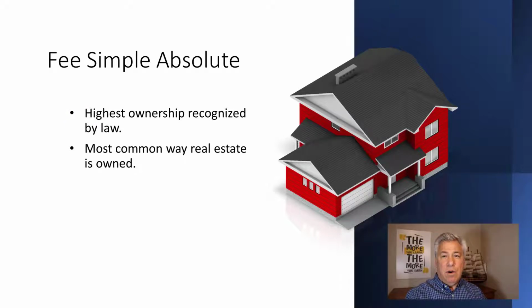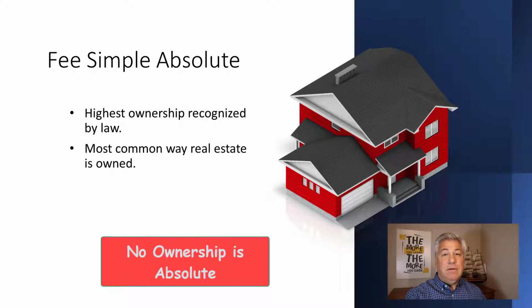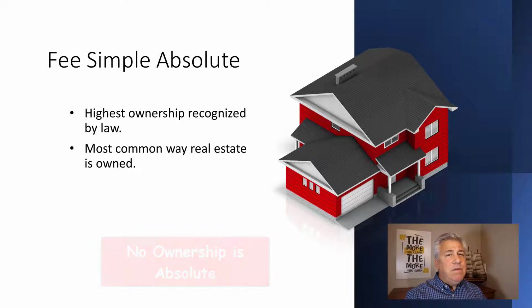Before we go too far, let's discuss absolute ownership. Because when it comes down to it, no ownership is absolute. If you own land, you have to pay taxes on that land in most cases. If you own land, you have to follow the zoning laws of the county or city where that land is located. They tell you what you can use your land for: residential, commercial, industrial, agriculture. If you own land that's in a homeowners association, you have to follow the rules of the homeowners association. So no ownership is absolute, but fee simple absolute is as close as it gets.